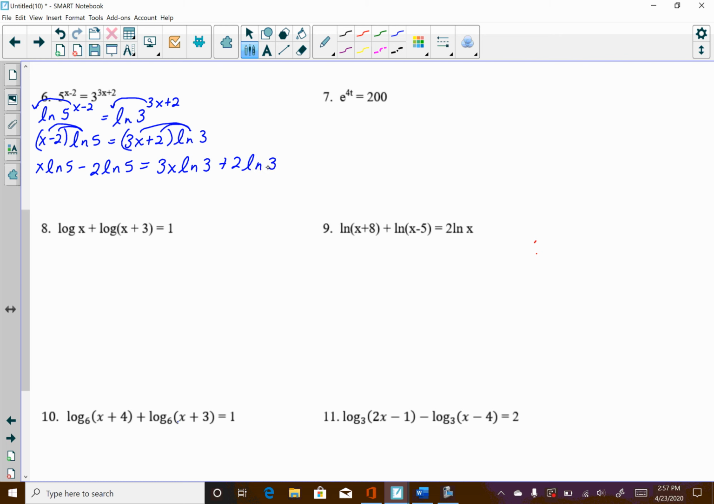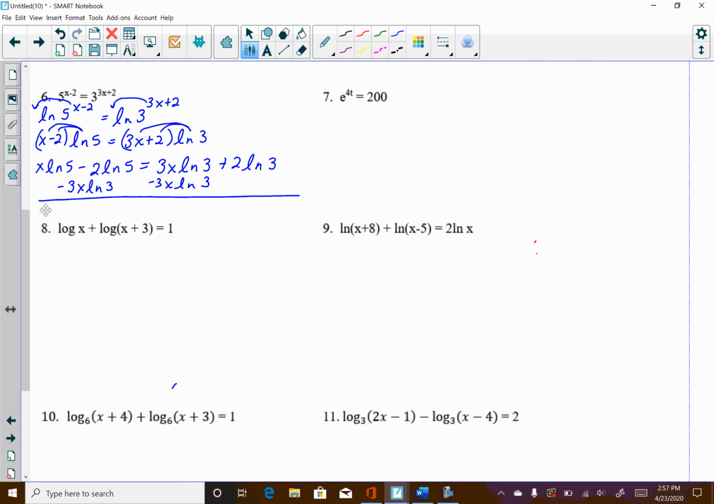Okay. Now from here, remember, your goal is to solve for x. So right now I've got x's on both sides, so I need to get my x's together and I need to get my numbers together. So this is going to take me a couple of steps here. I'm going to first bring that 3x natural log of 3 to the left-hand side, so minus 3x natural log of 3.